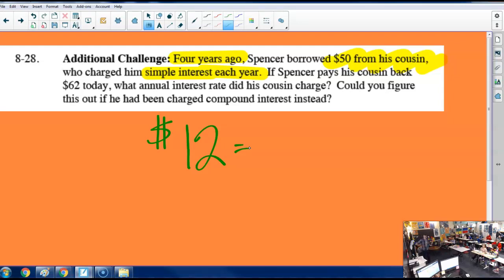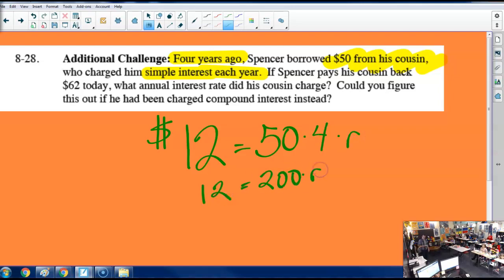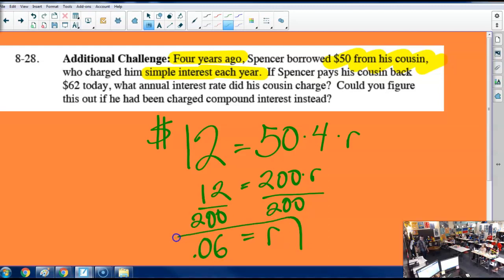Ooh, hold up. I equals P times R times T. We don't know R, but T we do. So put the R out here. Right? 4 years. What's 50 times 4? 200. How would we solve for R if we have 200 divided by 12? Divide by 200, you know what I meant. I'm just talking way too fast. So R is 12 divided by 200. What's that? 0.06. I'm believing you guys because I don't have a calculator.